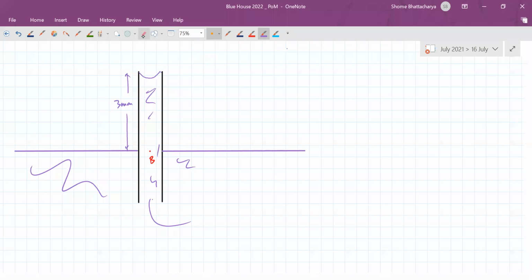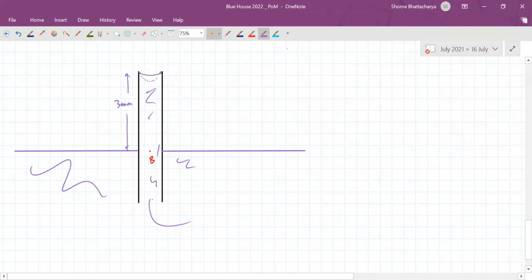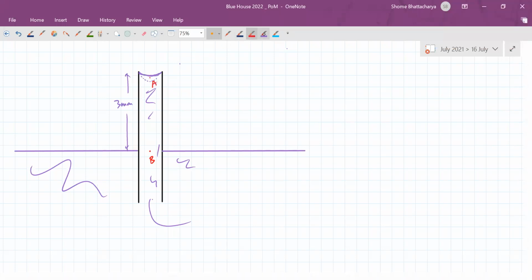So what will happen? The shape of this meniscus will now change. It will go from what it was earlier, like this. Actually, it will become flatter. So small r will become larger, so that the pressure difference becomes less. You understanding? So this has changed to some r prime.